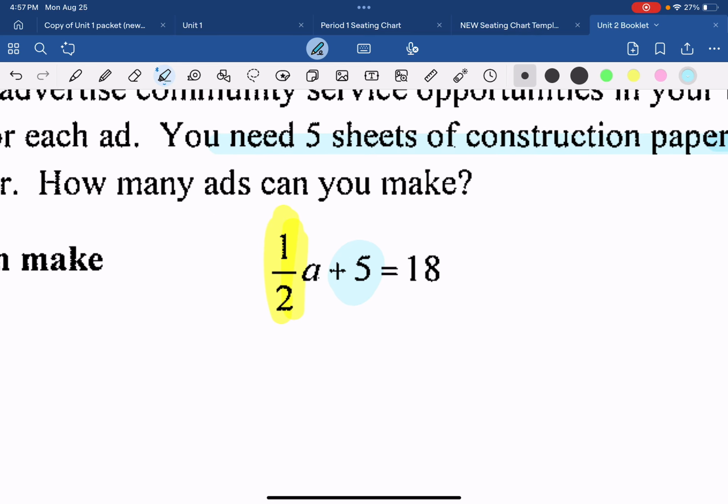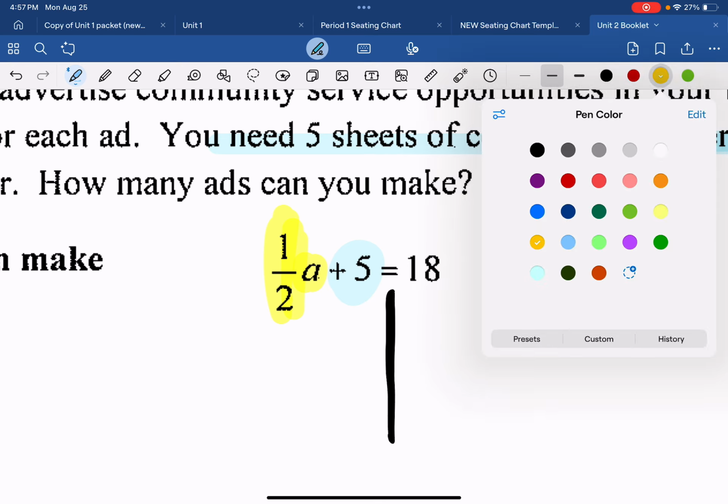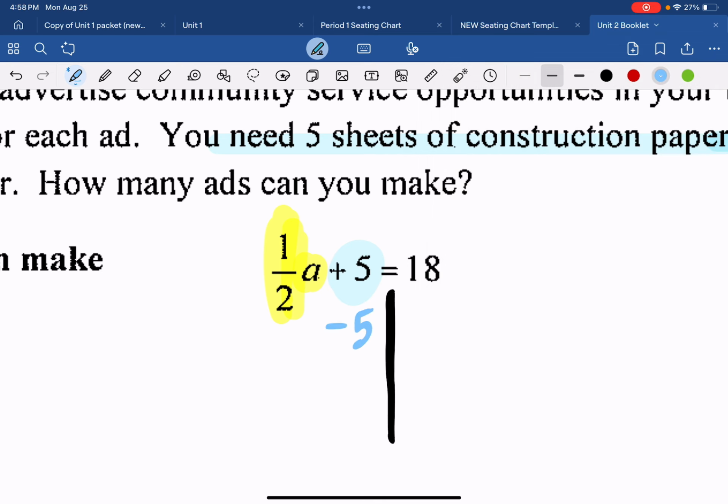All right, so now let's simplify. All right, so we draw our mirror line. I do what's on the outside of the target first. Remember, the target is whatever has the variable in it. Okay, so now I'm going to do the inverse. Minus 5, minus 5.